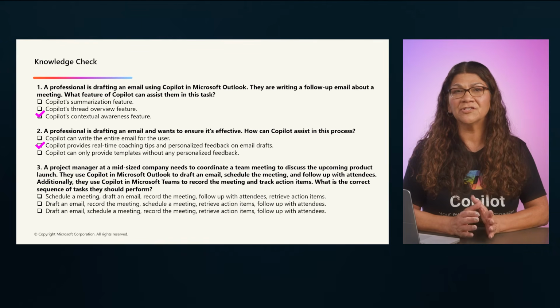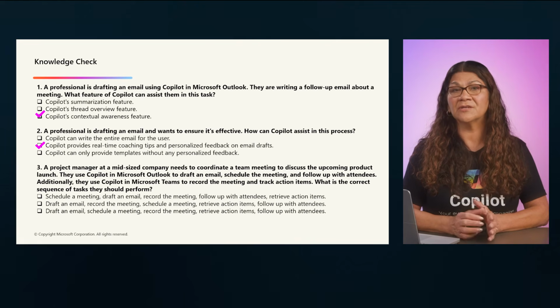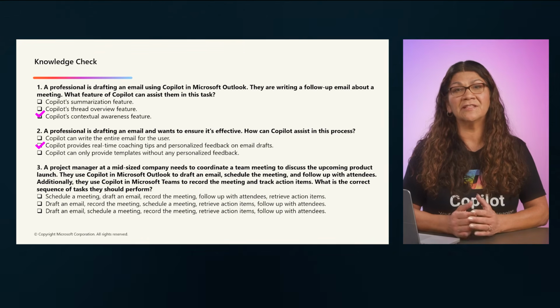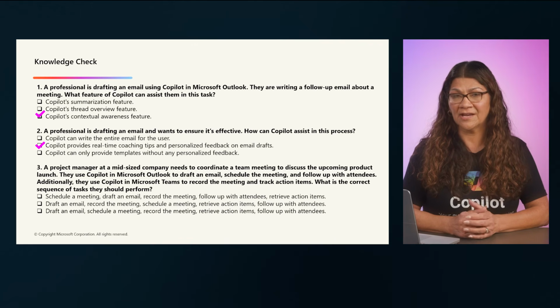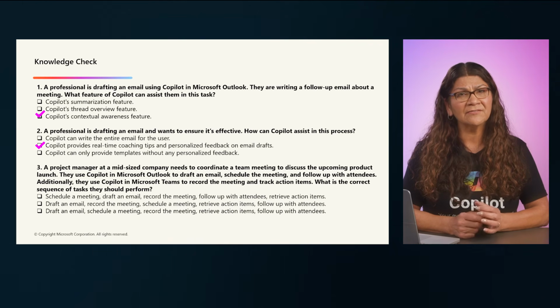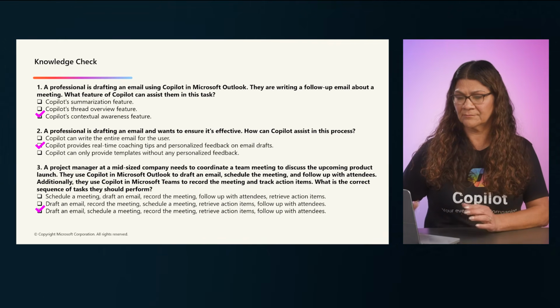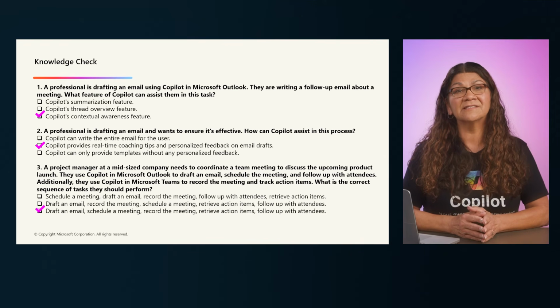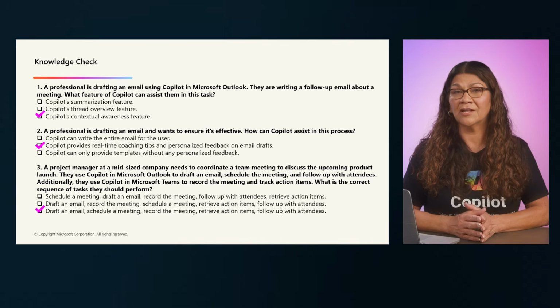Question 3. A project manager at a mid-sized company needs to coordinate a team meeting to discuss the upcoming product launch. They use Copilot in Microsoft Outlook to draft an email, schedule the meeting, and follow up with attendees. Additionally, they use Copilot in Microsoft Teams to record the meeting and track action items. What is the correct sequence of tasks they should perform? Answer: Draft an email, schedule a meeting, record the meeting, retrieve action items, and follow up with attendees.